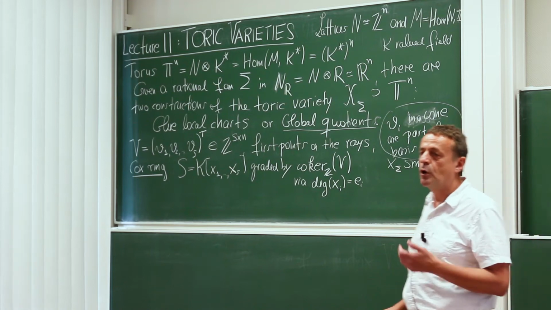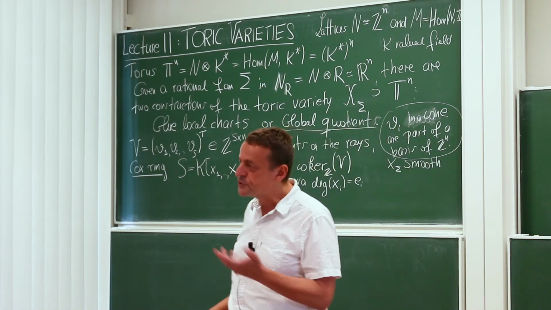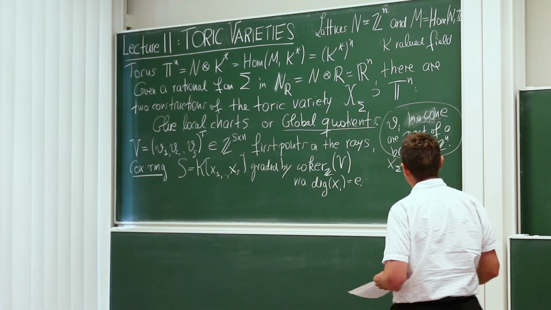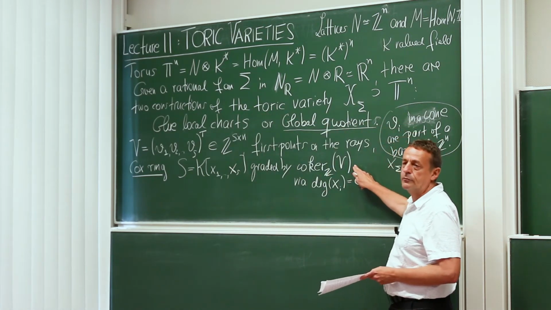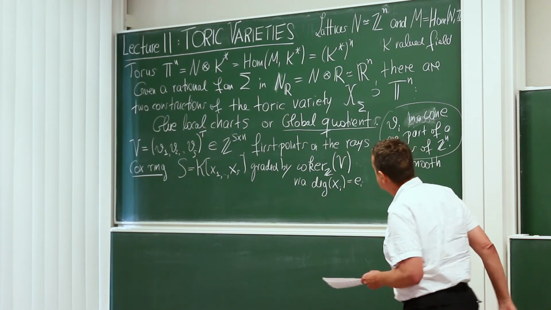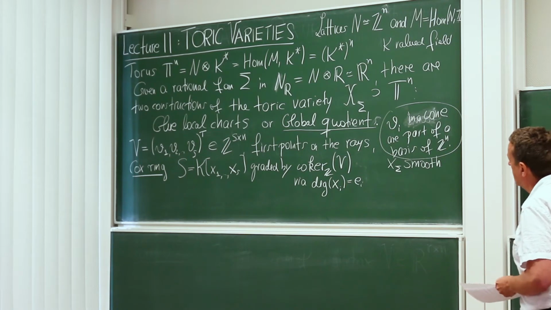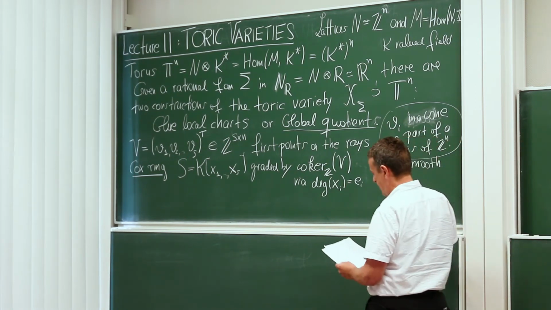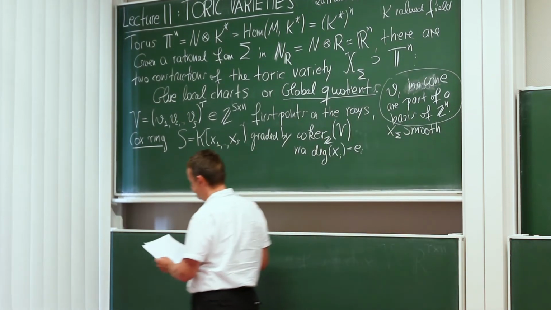Now, somebody walked in who is enrolled in the Hartshorne class. In Hartshorne chapter 2, this will play the role of the Picard group. On the abstract toric variety we're about to construct, this will be the Picard group of the toric variety. Next thing that we need is the irrelevant ideal.